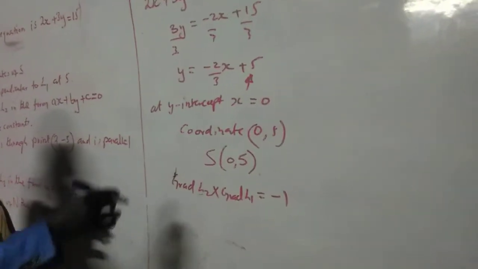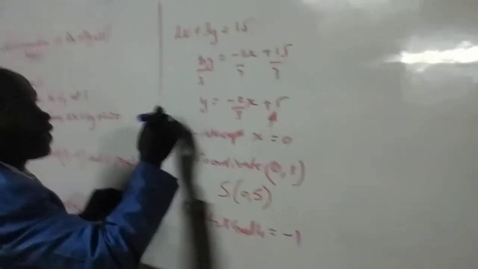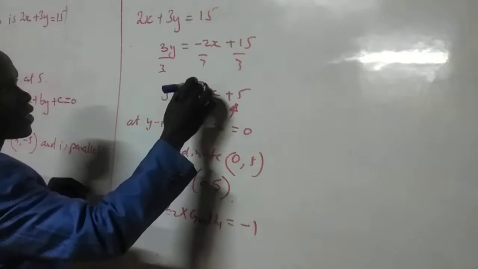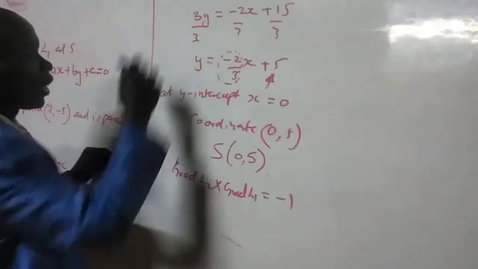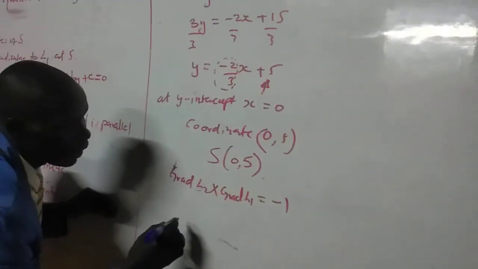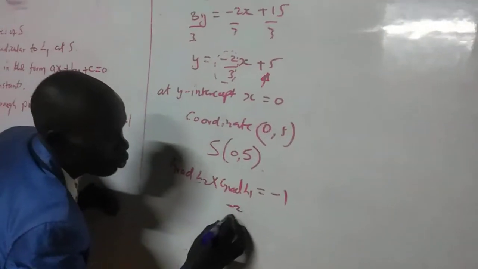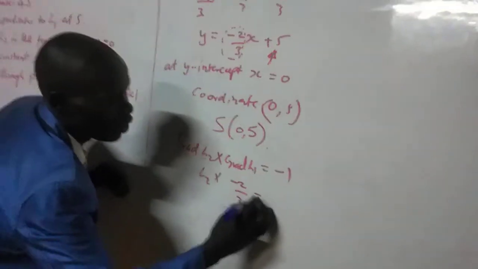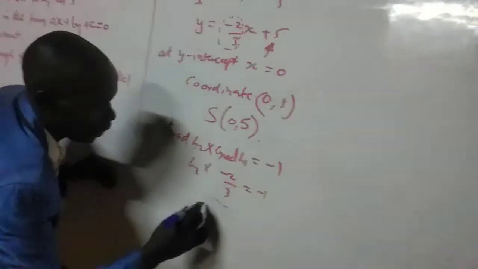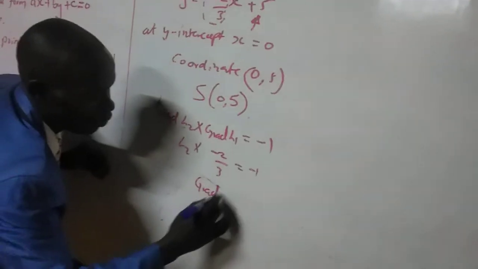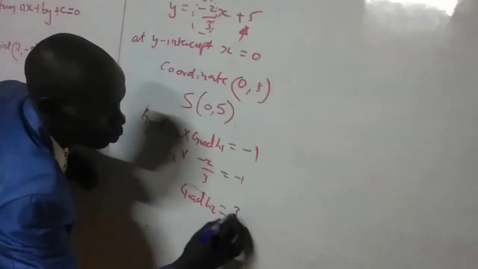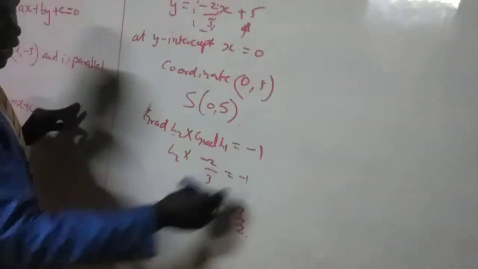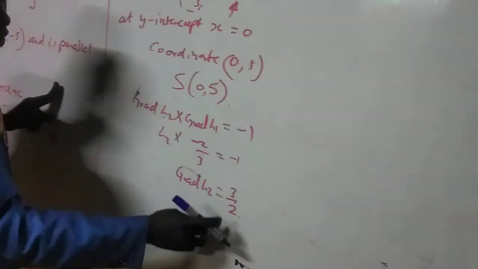And we had said initially that if the equation of a line is expressed in the form of y is equal to mx plus c, then m is the gradient of the line. So gradient of the line L1 is negative 2 over 3. We multiply by the gradient of L2 to give us negative 1. And that implies that gradient of L2 is equal to 3 over 2. We multiply by 3 and divide by negative 2. That is the gradient of L2.